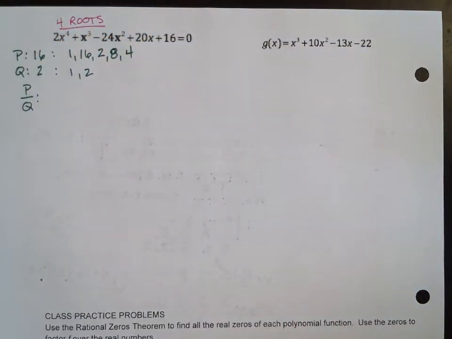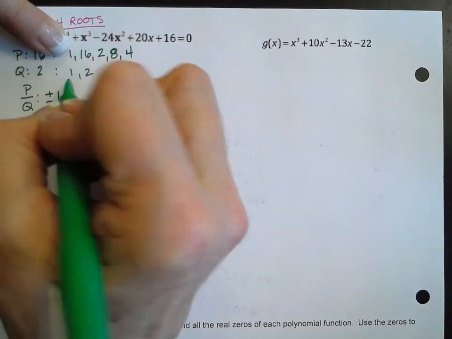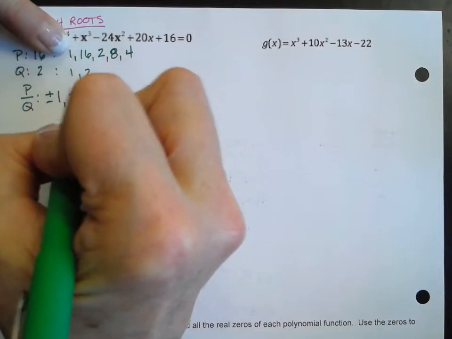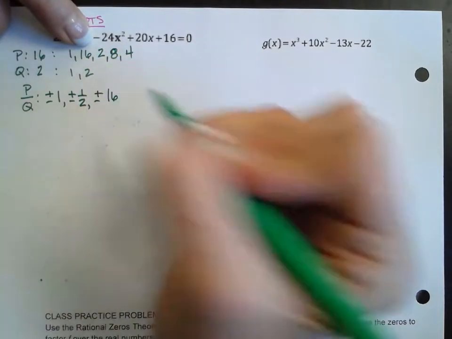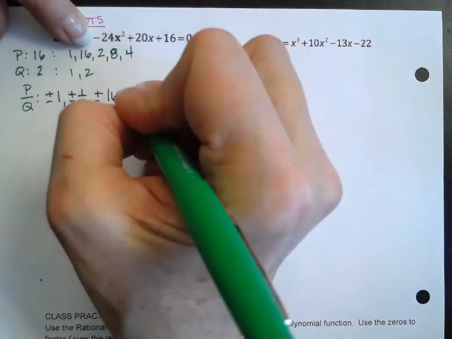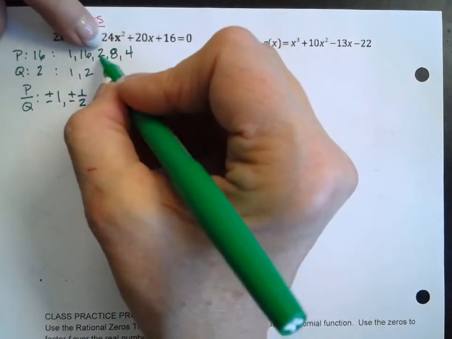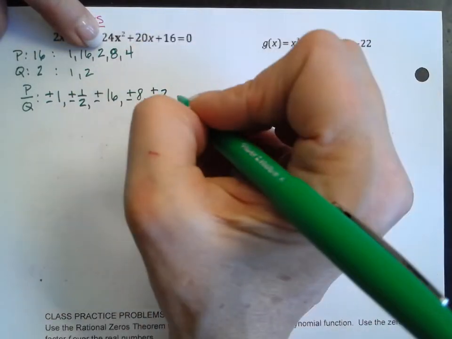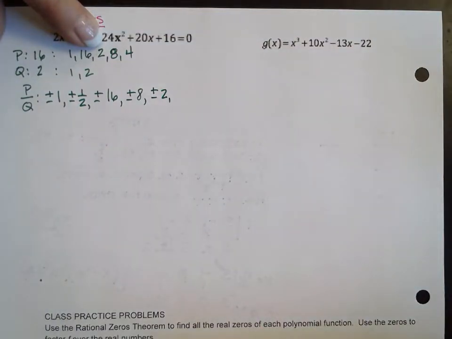All right, P over Q. I have plus and minus 1 over 1, which is 1. Then I have plus or minus 1 over 2. Then I have plus or minus 16. Then I have plus or minus 16 divided by 2, which gives me 8. Then I have plus or minus 2 over 1. And then I have plus or minus 2 over 2. Well, that's just 1. I already have that one there.